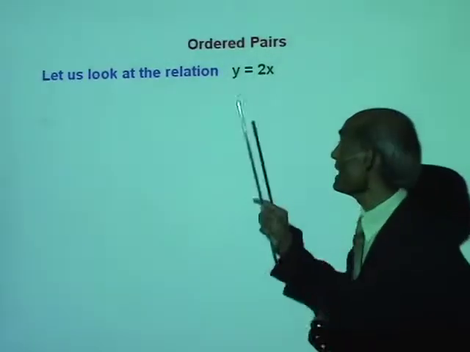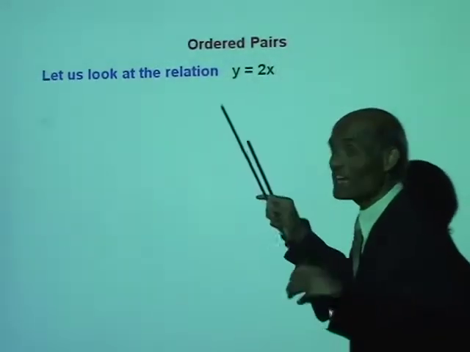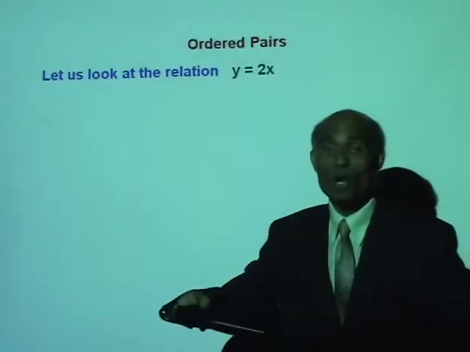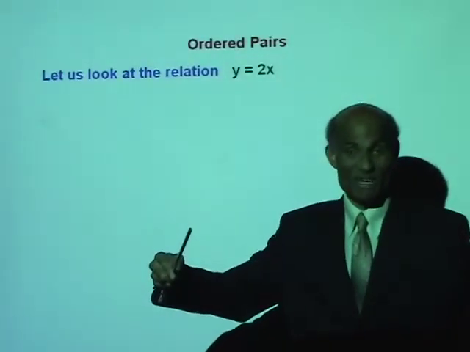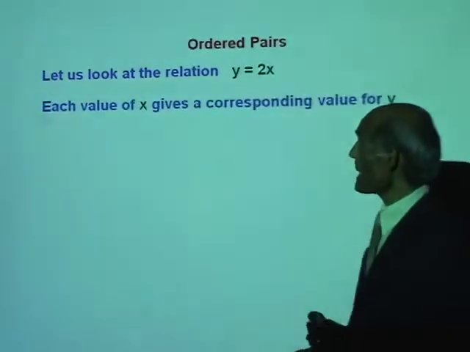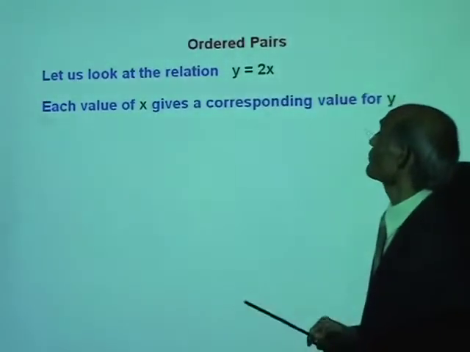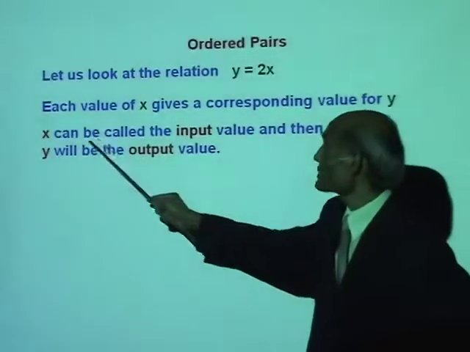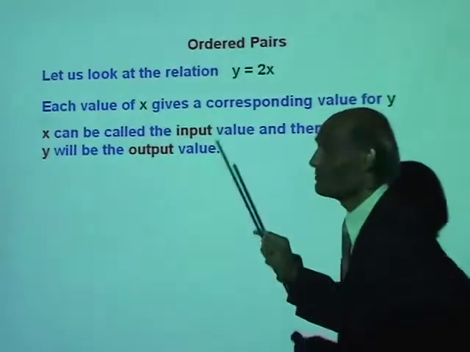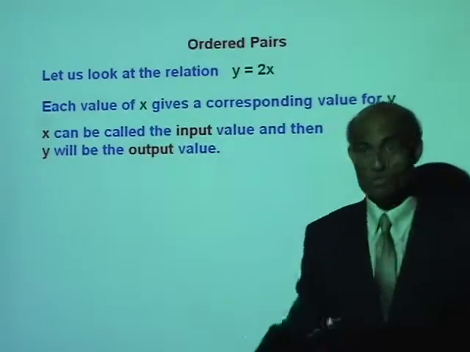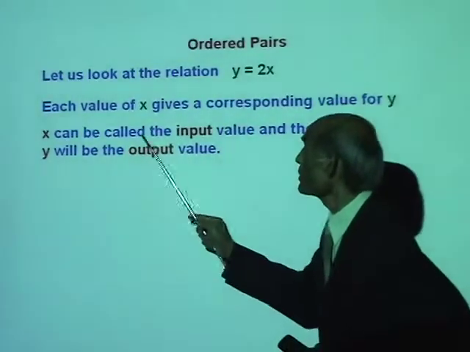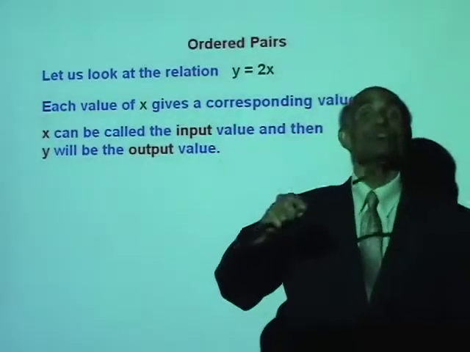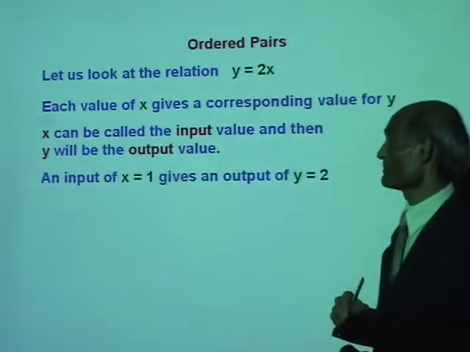We can therefore say the values of x are input values. Then the values of y will be called output values. That's reasonable, is that right? Okay. Each value of x gives a corresponding value of y. X can be called the input value, right? That one you choose. Then y will be called the output value. So for every input, there will be an output.